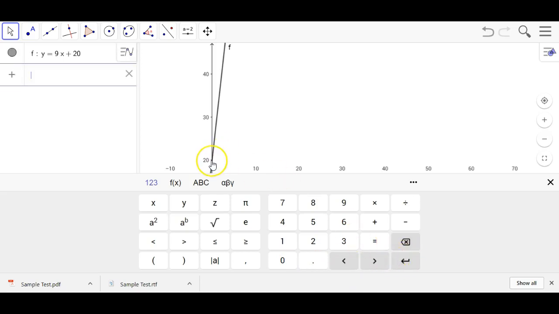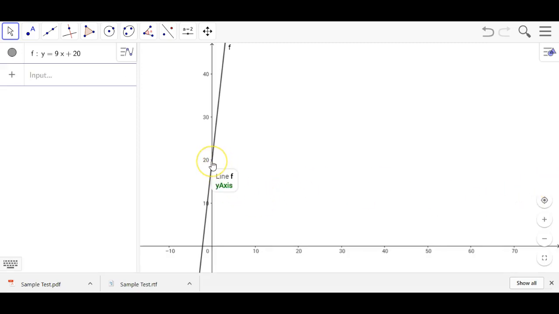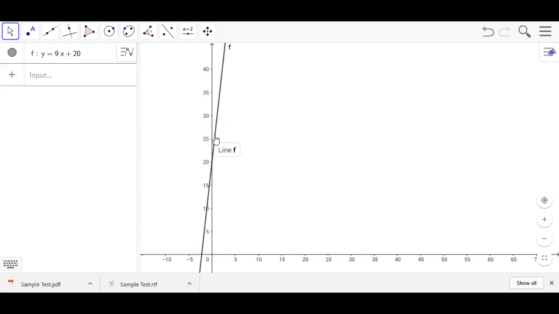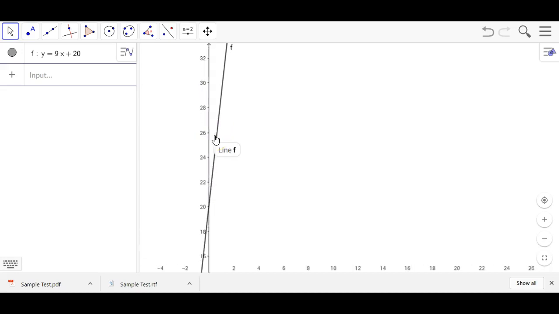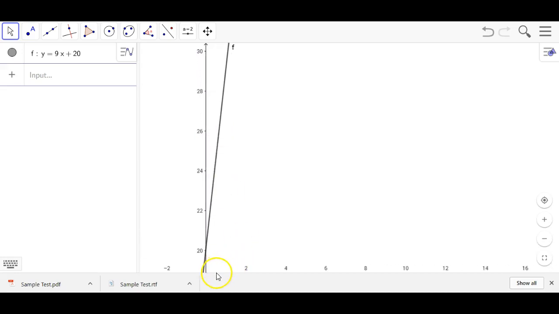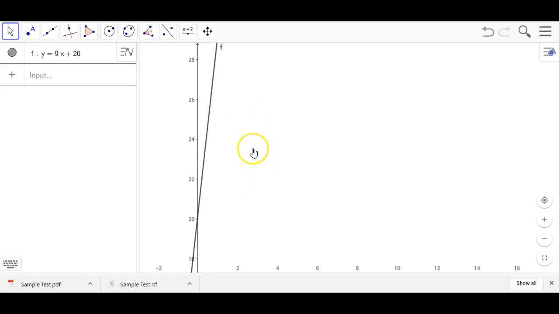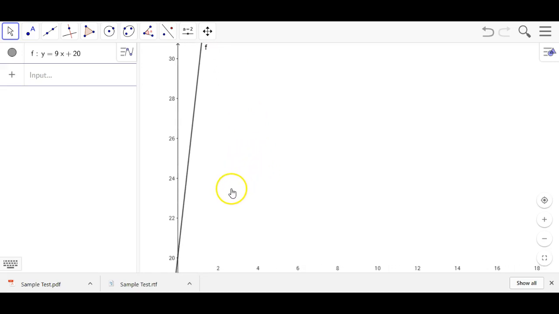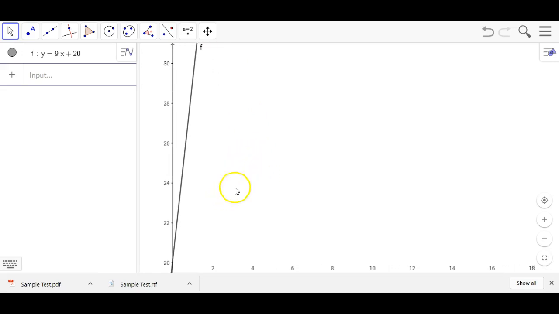And so now you can see it does start at 20, and it goes up very steep like this. Every time we move over 1 from 20, it's already up here at 29 by the time we've moved over 1. So that's just to give you an idea of what it would look like. And you're going to need to show that on a graph, that as it goes over, each time it goes up.